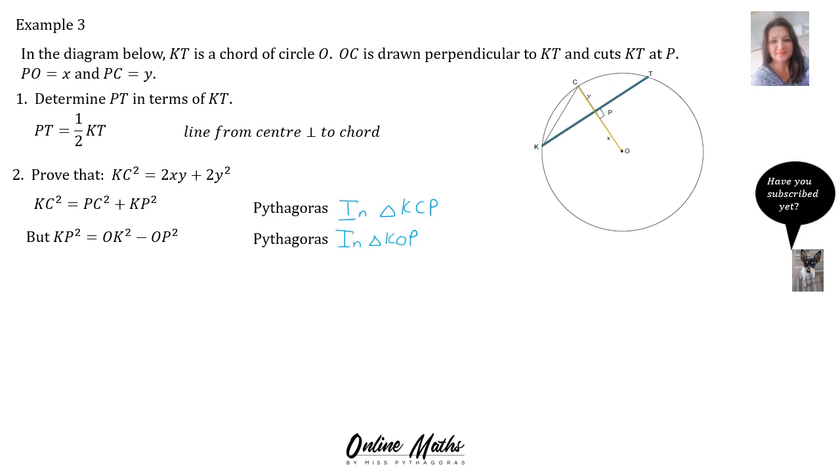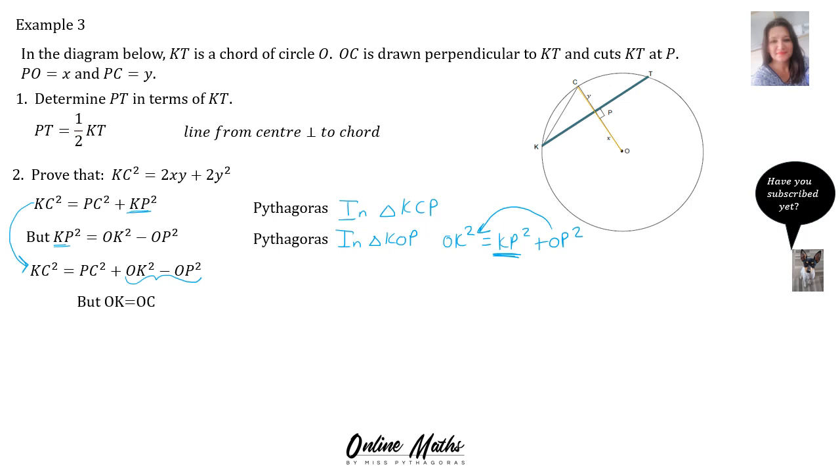In triangle KOP, we get OK squared, the hypotenuse squared, is equal to KP squared plus OP squared. Then I made KP squared the subject of the formula, so OP squared walked across and became negative. In the next step, in the place of KP squared, I substituted OK squared minus OP squared.